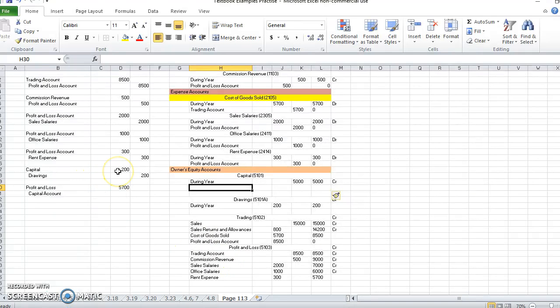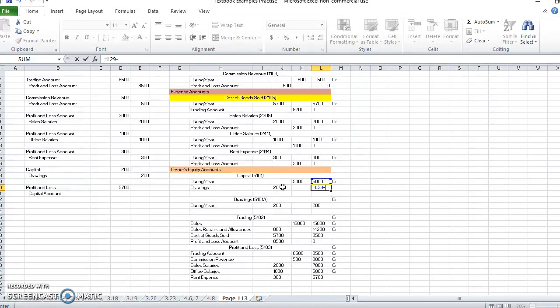So the capital account has been debited for 200. The opposing account was drawings. Credit balance minus the debits. And our drawings balance is debited for 200 against our capital account to give us a zero balance.